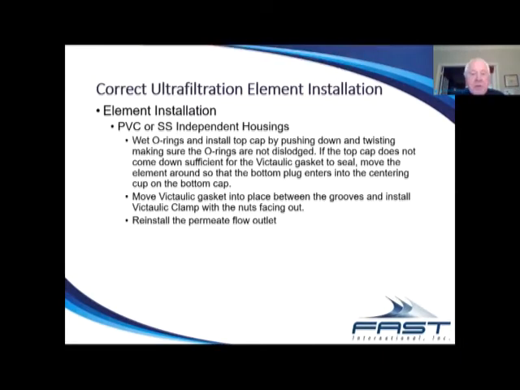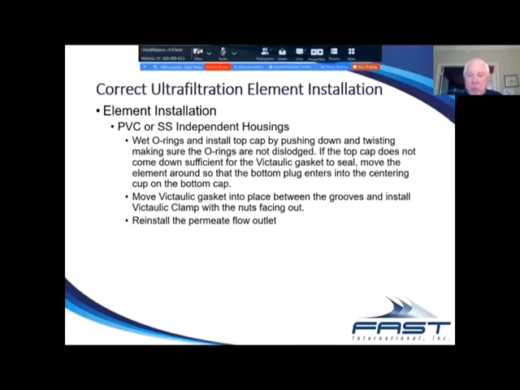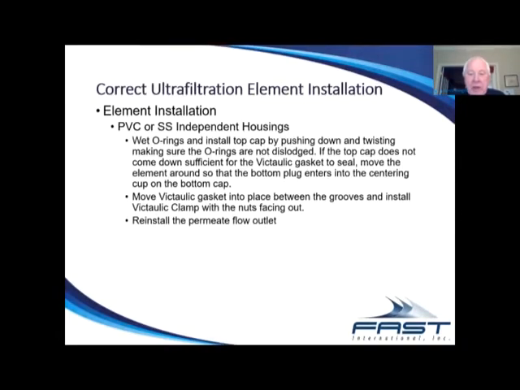All the way to the bottom, where it would seal with the Victaulic gasket, if it's raised up a 1/4 inch or 1/2 inch or more, there is a receiver at the bottom end of the housing at the bottom cap that is a cup, and you may have the bottom plug sitting on top of that cup rather than in it, causing that. And then, of course, move the gasket and the clamp and install, and then reinstall the permeate flow outlet. Next slide.